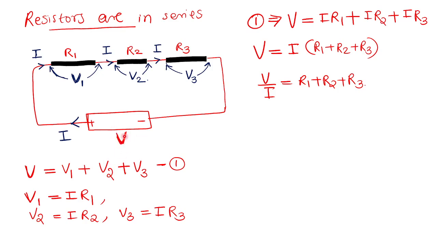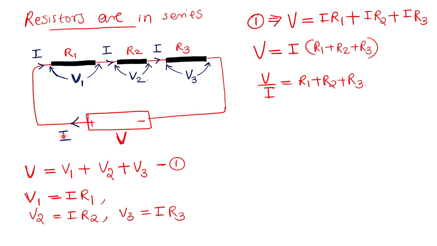Ohm's law says that V by I is the total resistance faced. Understood? Ohm's law says that the voltage of the battery divided by the current originating from the battery is the total resistance faced by the battery. That is V by I. We studied that it is actually Ohm's law.